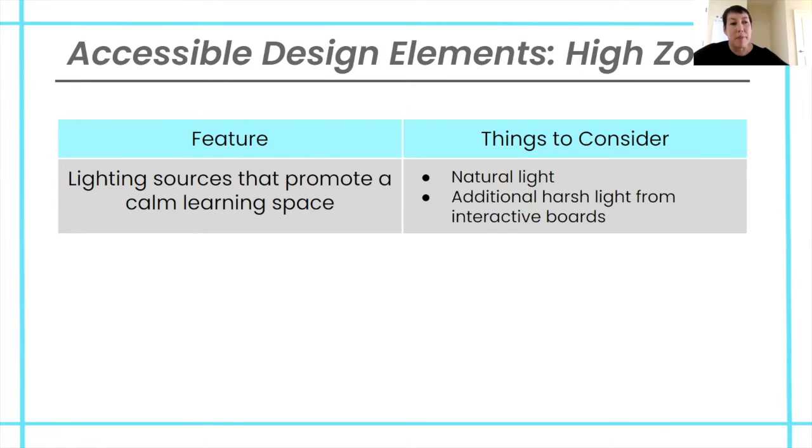I always think about my interactive board. I have a Promethean board in my classroom, and it does give off a lot of light. So when I do use my Promethean, which is most of the day, I turn the lights off in the front of my classroom to kind of balance the space a little bit better.